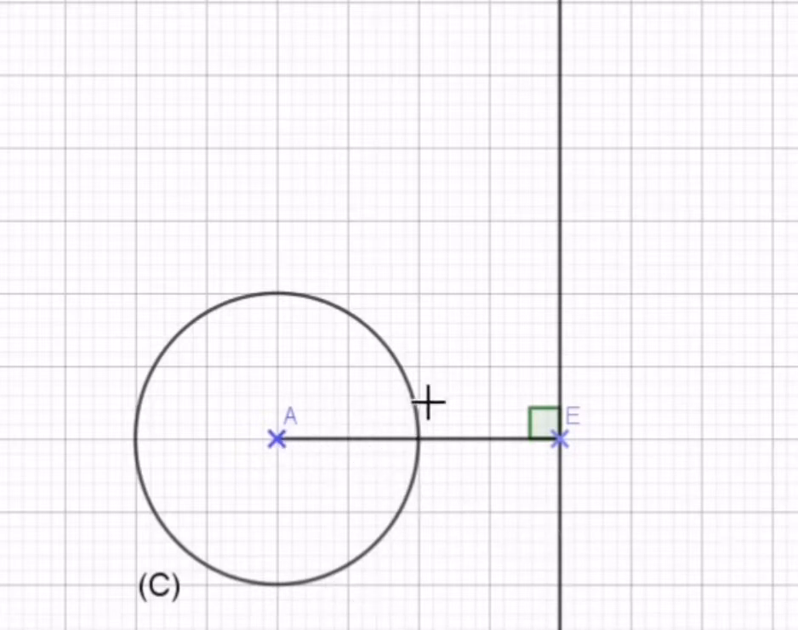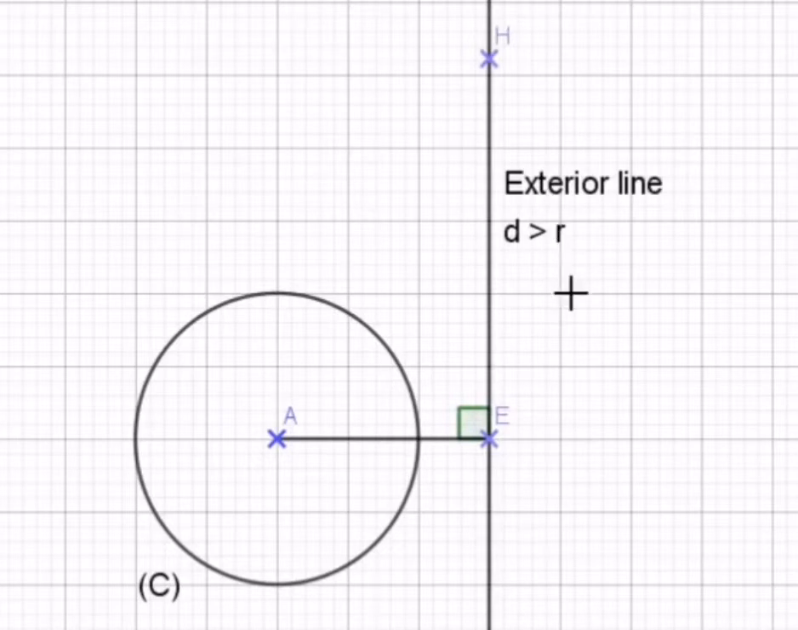If the distance is greater than the radius, as you see here, the distance AE is 4 units and the radius is 2, then the line is said to be exterior to this circle. Also, here, if the distance, for example, is equal to 3 units, it is still greater than the radius, then the line is exterior to the circle, having the rule distance greater than the radius.